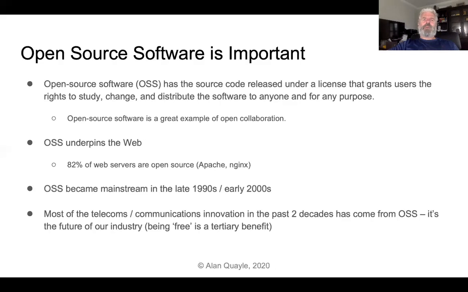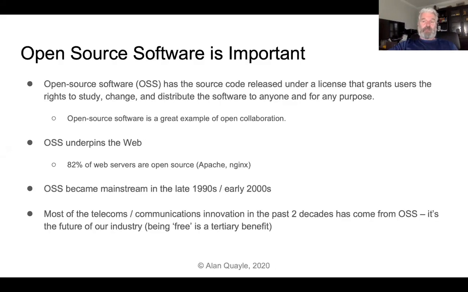Now, I want to provide a little bit of context and a few definitions before we get into running through the landscape. So first of all, open source software is important, regardless of the industry you're in. Now, open source software has its source code released under a license that grants the users the rights to study, change, and distribute the software to anyone for any purpose. It's a great example of open collaboration. And open source software, or OSS, underpins the web.